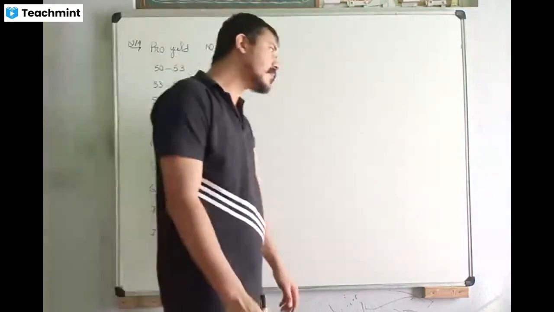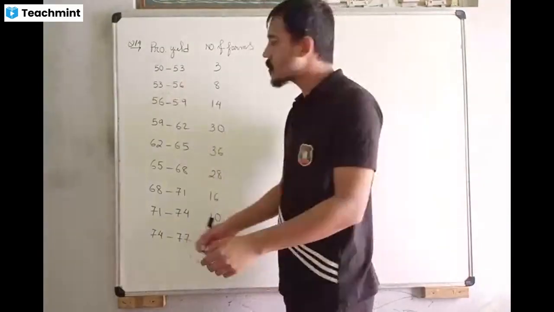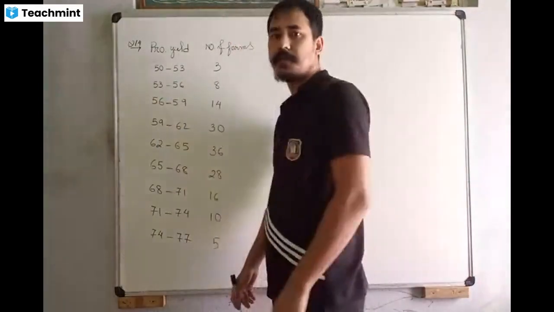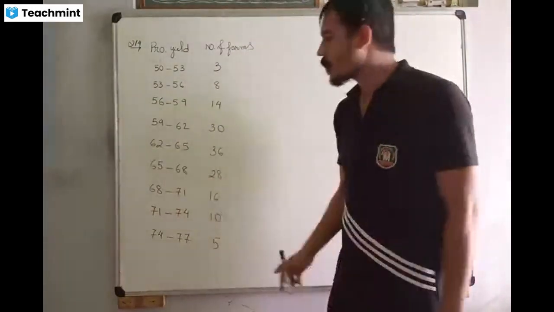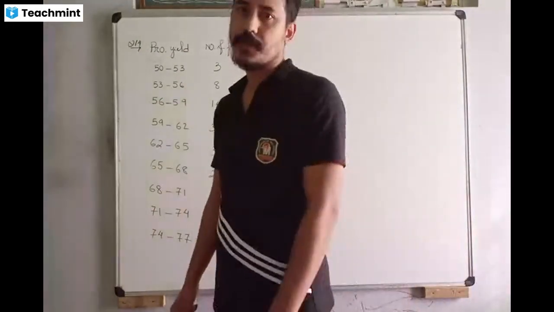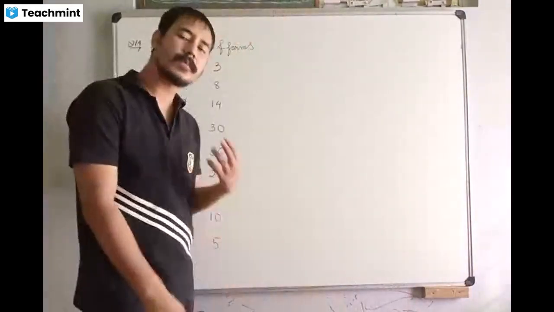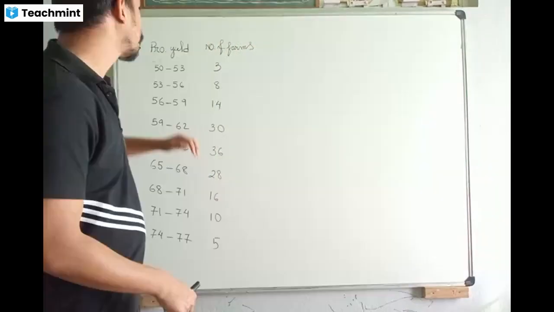This time your items are given in groups. The first group of items, 50 to 53. Next group of items, 53 to 56. Next group, 56 to 59. Next group, 62 to 65. Next group, 65 to 68. Items are given in groups, so this kind of observation, we call it grouped data.